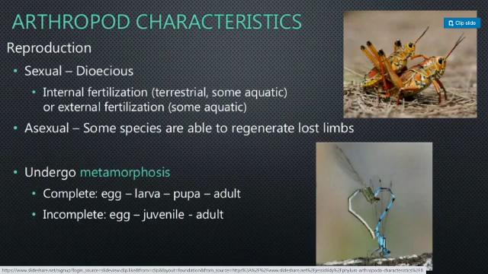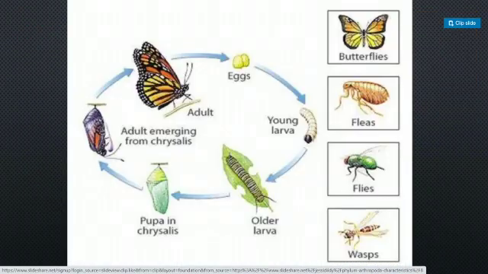Some members of the arthropods also show incomplete metamorphosis. Incomplete metamorphosis is that type of metamorphosis in which an insect hatches from the egg and then goes through several nymphal stages. At the final nymphal stage, the insect then molts into the adult form. The adult form is often only distinguished from the nymphal stage by the size and the presence of wings. So this type of metamorphosis is called incomplete metamorphosis.